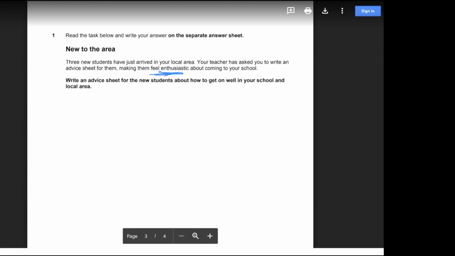Again, these are more about how to get on well and local area. These are more clues that will inform your writing piece on the whole. So make sure you underline all of these things and make sure that you go back and refer to them every now and then as you're writing, so that you've ticked off these boxes and covered them as much as possible.